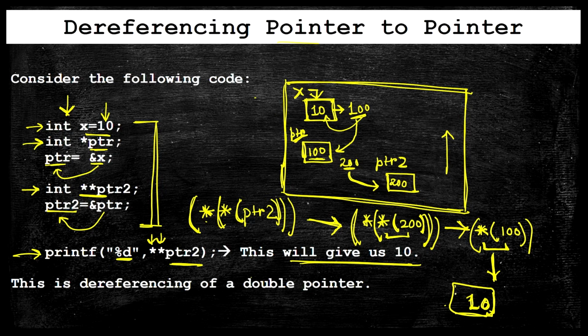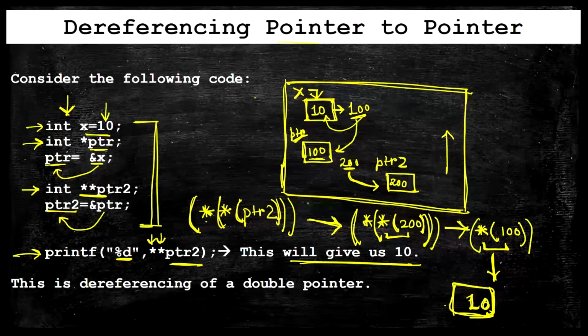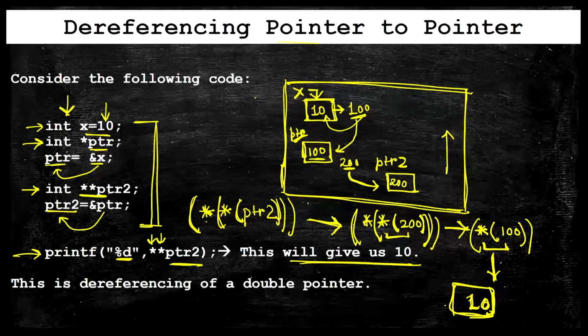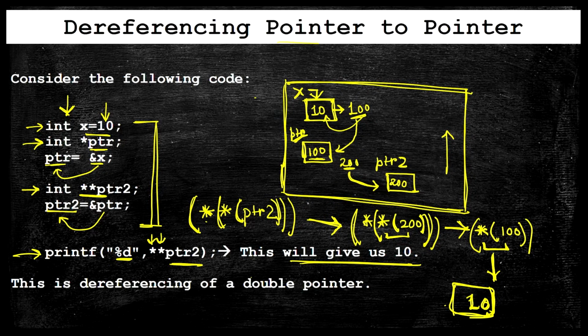Understood the thing? What did we do? We dereferenced a variable using a pointer to pointer. So we are accessing the value of a variable by using a pointer also. Here we have seen that we are accessing the value of any variable by using a pointer to pointer, that is, by dereferencing a pointer to pointer. Alright, so this was dereferencing double pointers.